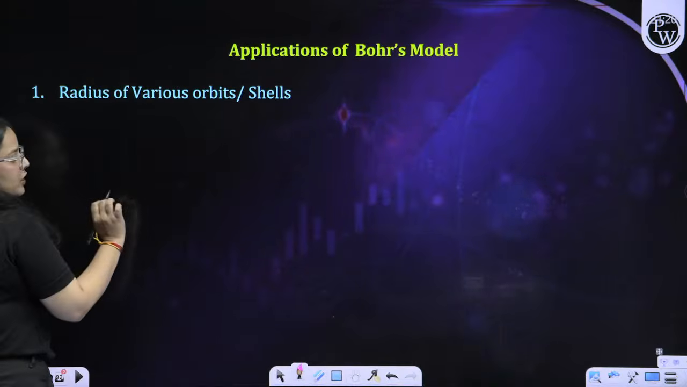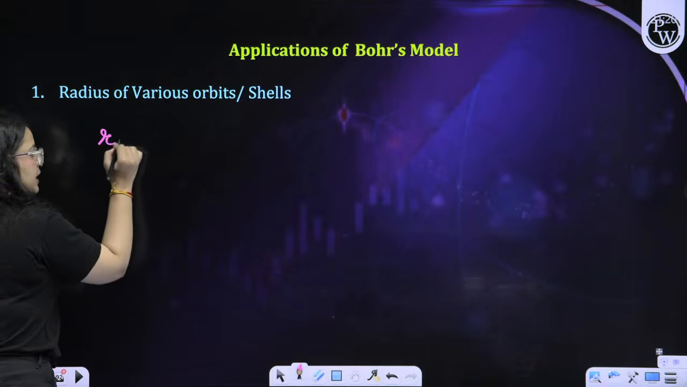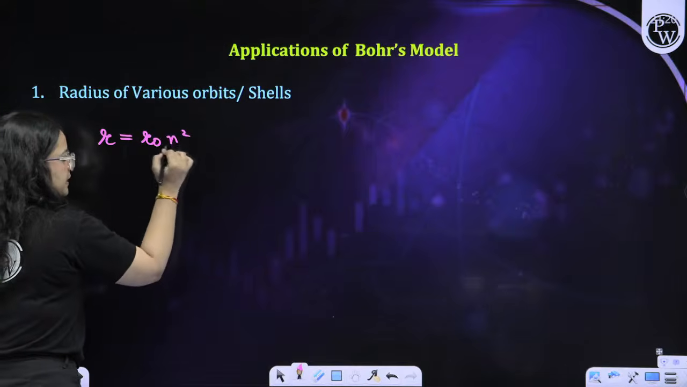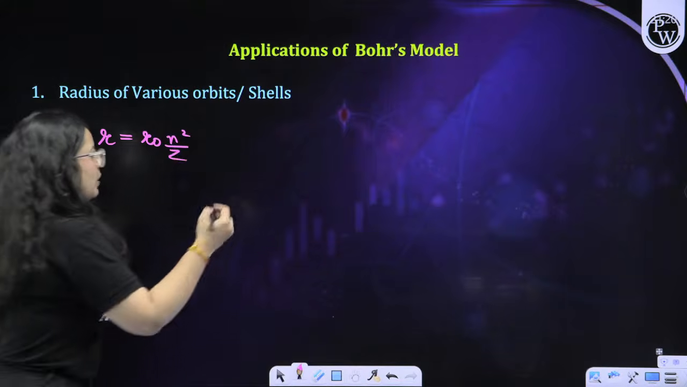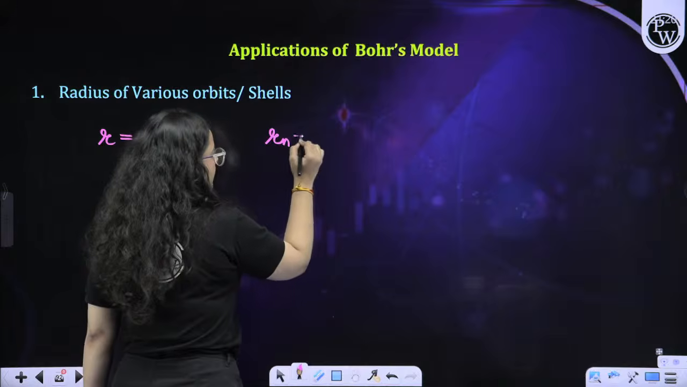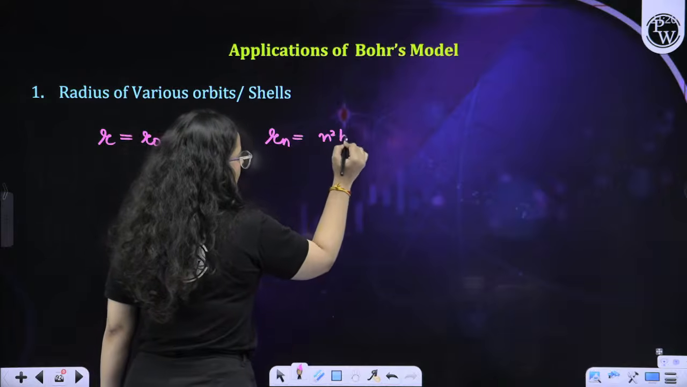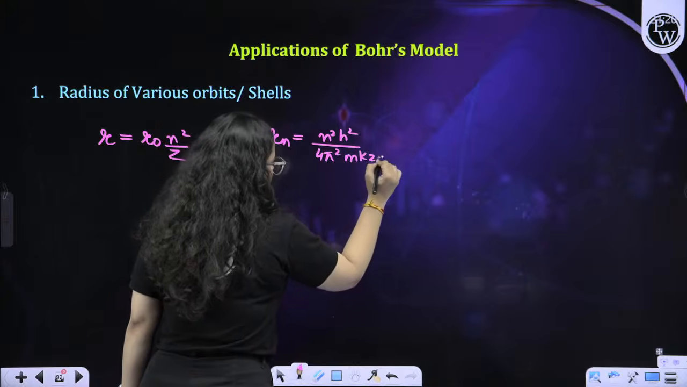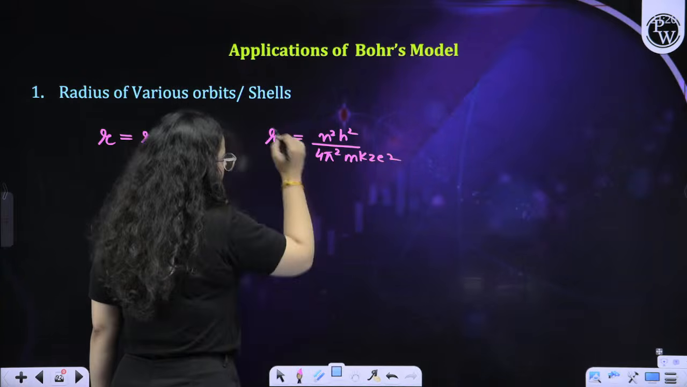Firstly, the radius of various orbits or shells. So the radius is equal to, just writing the constant value, r naught n square by z. Okay, how am I getting the value? See, the radius of the nth orbit is equal to n square h square upon 4 pi square m k z square. In the class, we must have covered these portions.